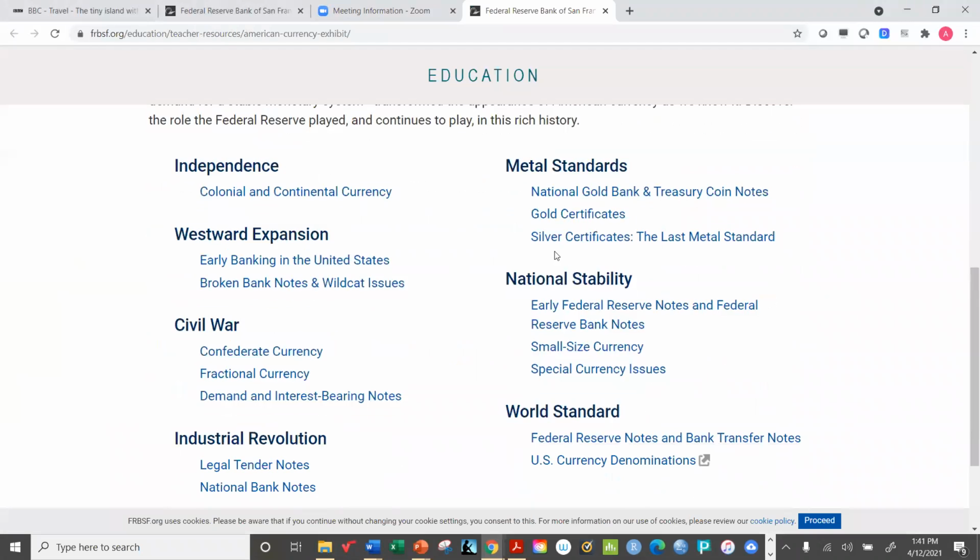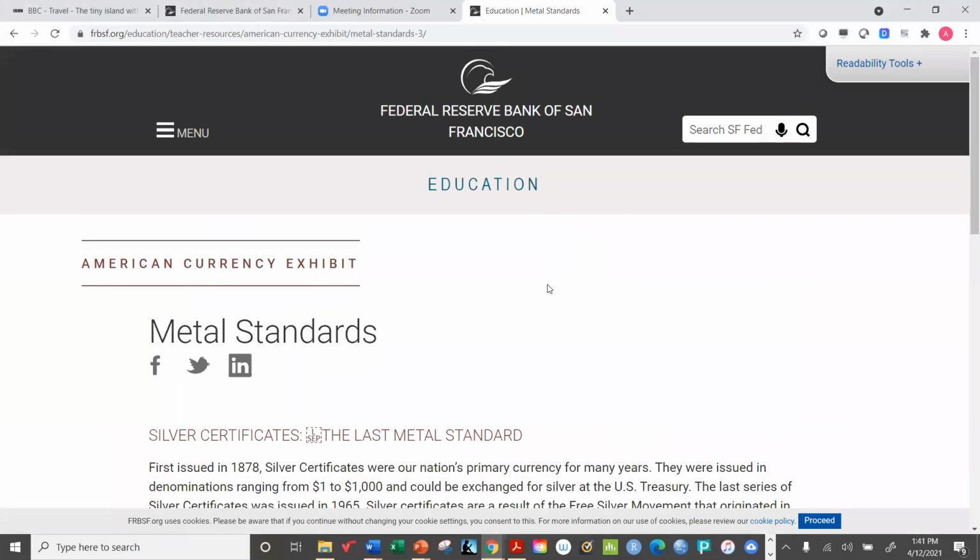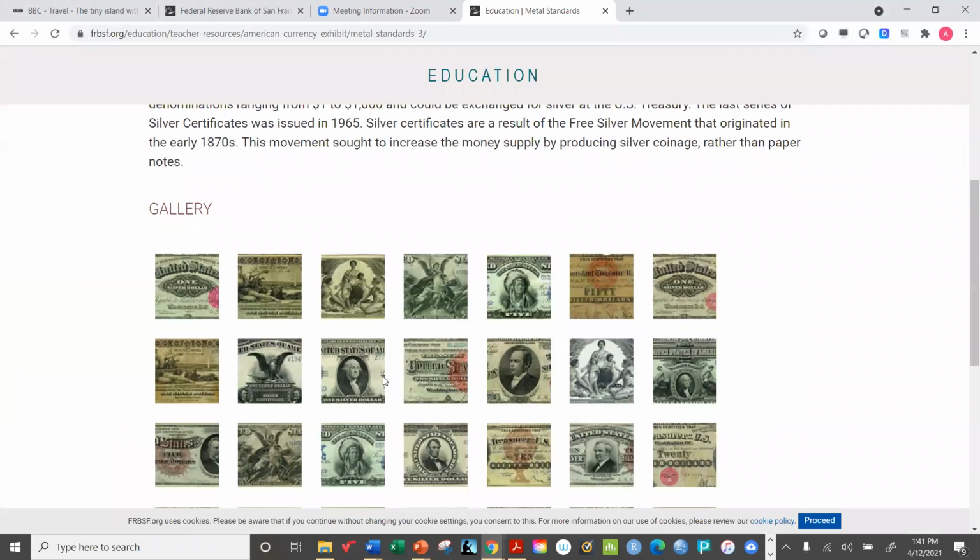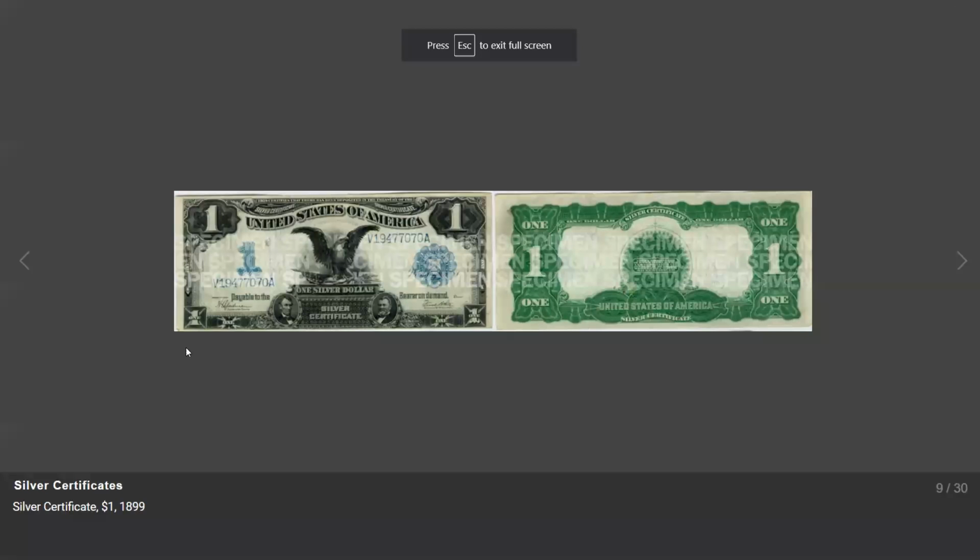Let's take a look at some notes that were issued. Let's start with silver certificates. What's unique about these notes is that they could be redeemed for silver anytime the holder wanted. This is dated 1899. I could have taken this into any bank and said, I want you to give me $1 worth of silver, and they would have had to give it to you, because it says right on there, $1 silver.